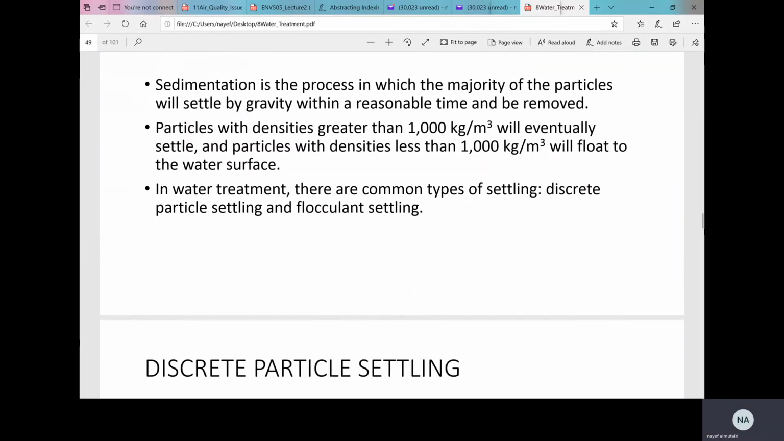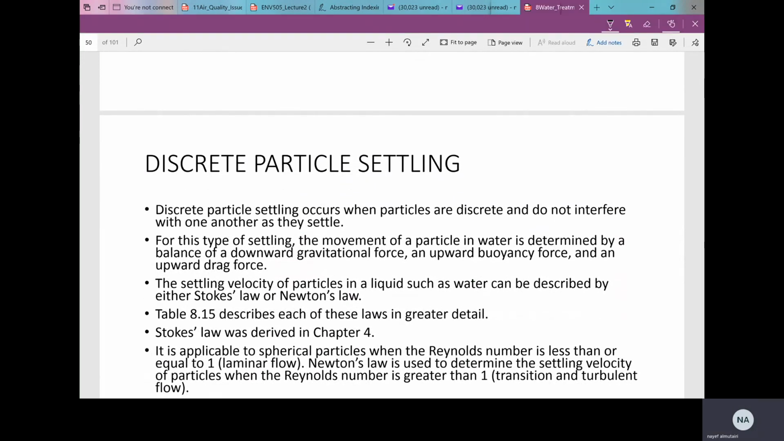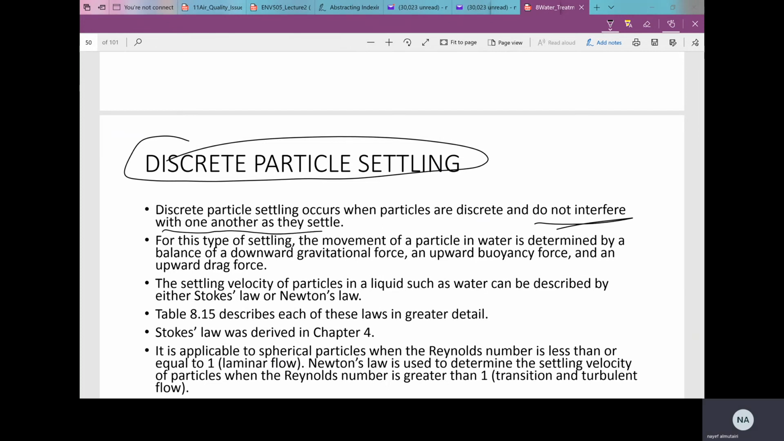Sedimentation. For sedimentation, we studied only the discrete particle settling. What is discrete settling? No interference when the particles are settling with each other. Okay? Try to understand what is discrete settling.